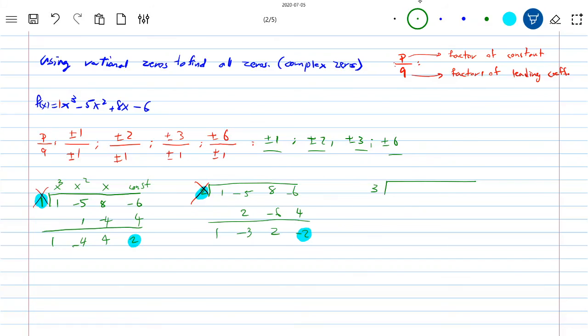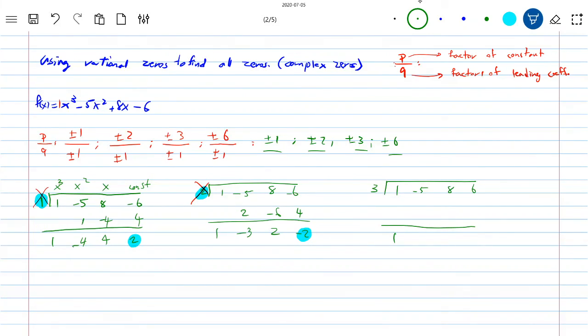I'm going to try 3. There's no specific way that I'm picking the numbers. I'm just guessing and going on. Start 1, 2, 3, 6. Then I'll go negative 1, negative 2, negative 3, and 6. Hopefully, I'll reach the solution fast enough.